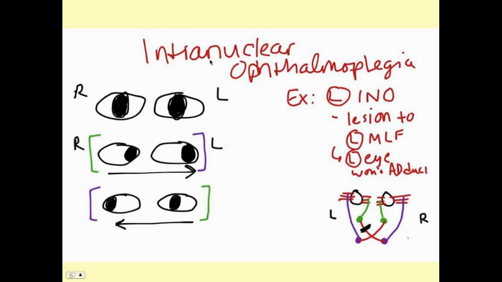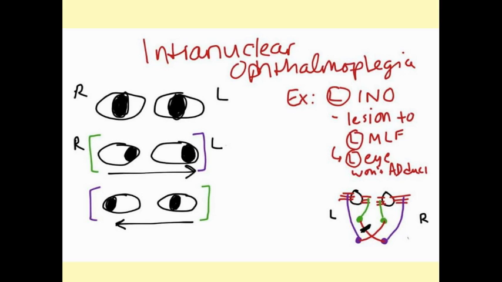Remember that the MLF goes from abducens to oculomotor. Oculomotor, among other muscles, feeds the medial rectus. And the MLF only goes to the part of the oculomotor nucleus that innervates the medial rectus. So superior, inferior recti, none of that is involved here. This is just horizontal gaze. Okay, so you look straight. That's fine. There's no deficits there.